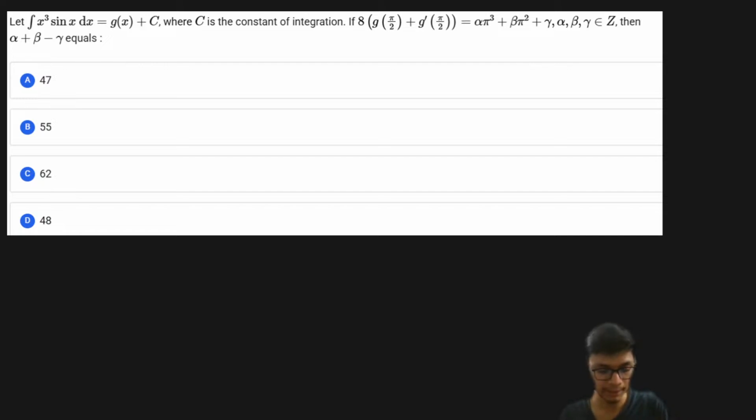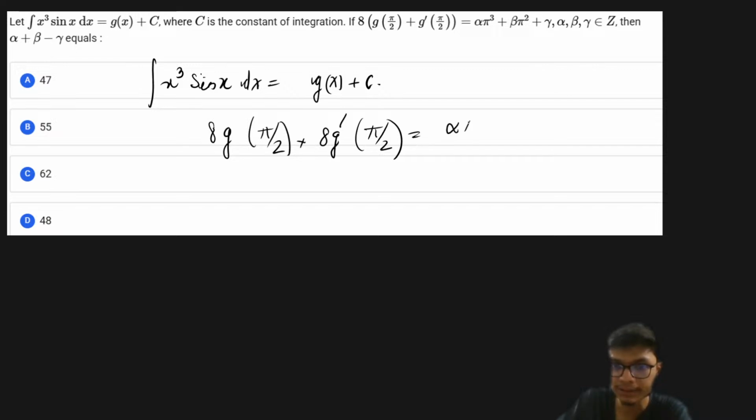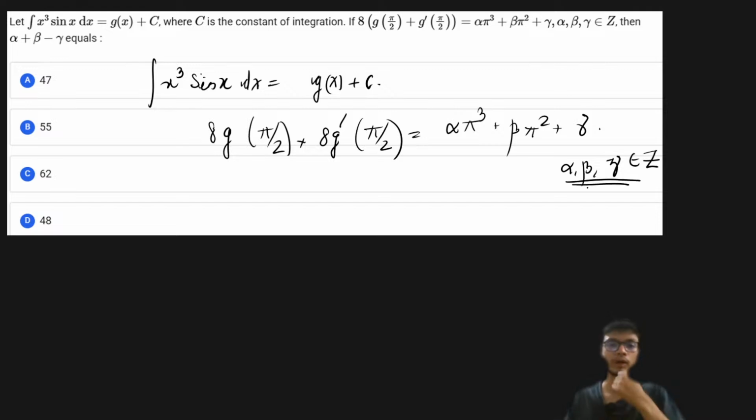So if we look at this problem over here, it is said that integration of x cube into sine x dx is basically a function g of x plus some constant c, right? Now we have to find out the value of 8 times of g of pi by 2 plus 8 times of g dash of pi by 2, right? And that is given in the question as alpha times of pi cube plus beta times of pi square plus gamma, where alpha, beta, gamma are integers. So we have to basically find out the unknown values of alpha, beta, and gamma.